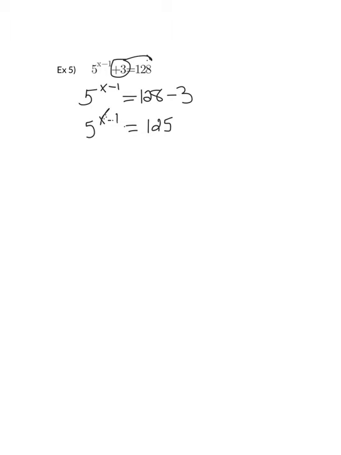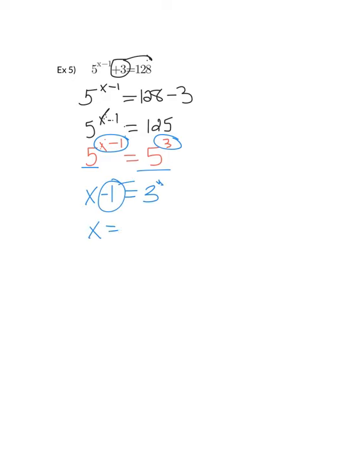Now I can rewrite 125 with a base of 5. So I know that 125 is 5 cubed, 5 times 5 times 5. So I'm going to go ahead and rewrite that. So 5 to the x minus 1 is equal to 5 cubed. Now at this point, my bases are the exact same, so I can say that my exponents are equal. So x minus 1 is equal to 3. I'm going to bring this minus 1 over, and I'm going to get x is equal to 3 plus 1. X is equal to 4.